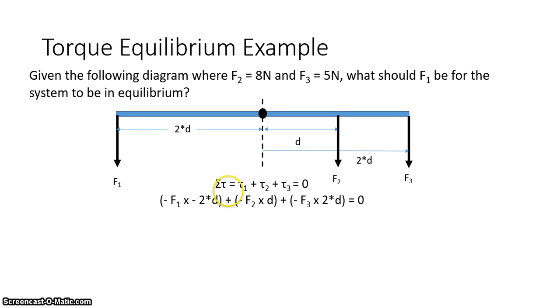Now, given that that's the case, let's go ahead and write our equation out a little bit more completely. So that then would be negative F1 times negative 2 times D, plus negative F2 times D plus negative F3 times 2 times D is equal to 0. Oh, and one thing I want to mention here, you'll notice that I'm using x's here and I'm using the multiply or the star here.